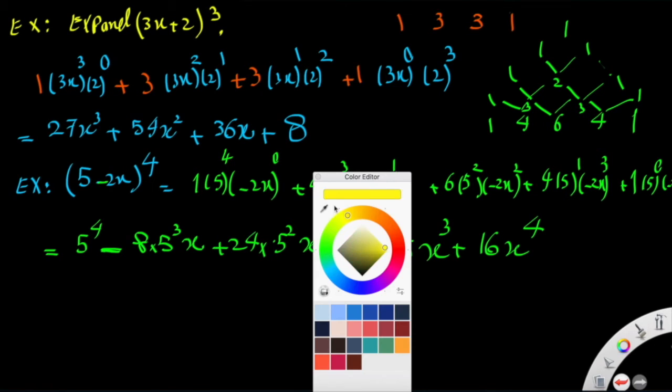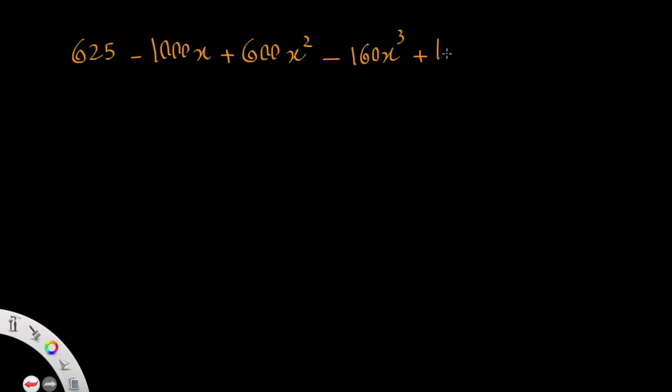Now, which will simplify to 625 minus 1000x plus 600x squared minus 160x cubed plus 16x to the power of 4.